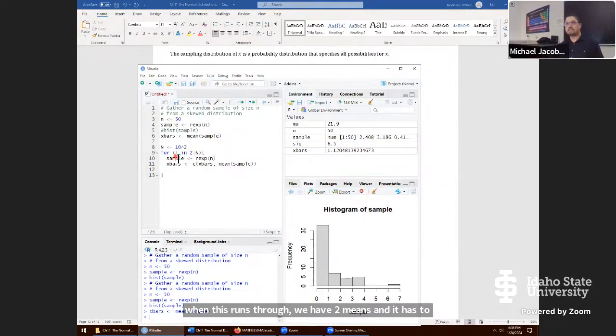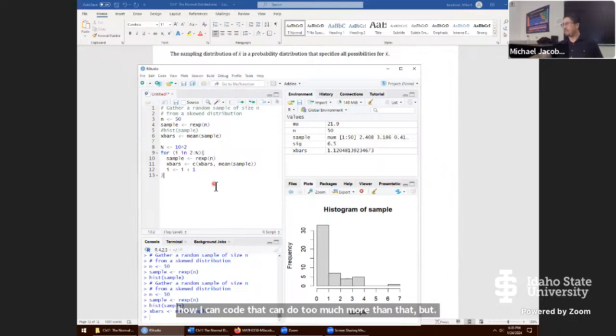I'll increment the index and say i gets i plus 1. So there's my shoddy for loop. This is about the edges of how I can code. I can't do too much more than that, but we'll make that work for us.